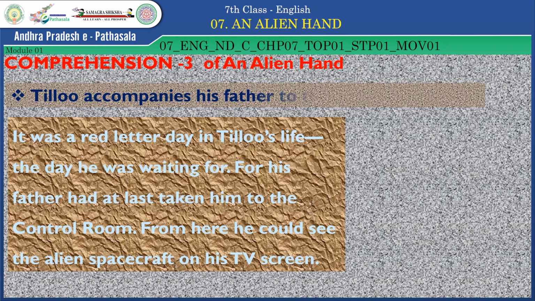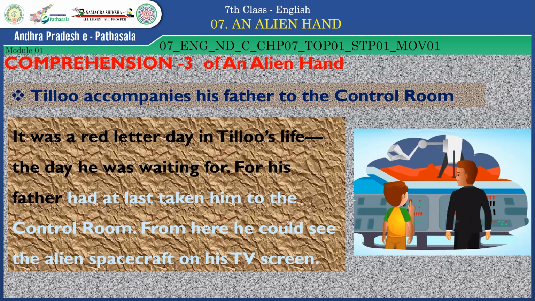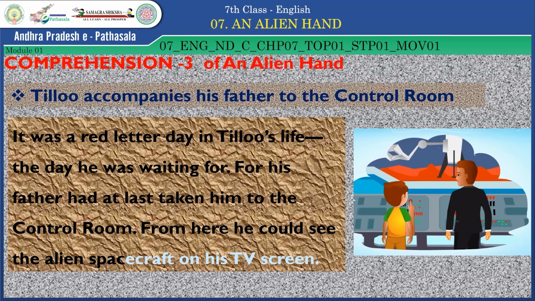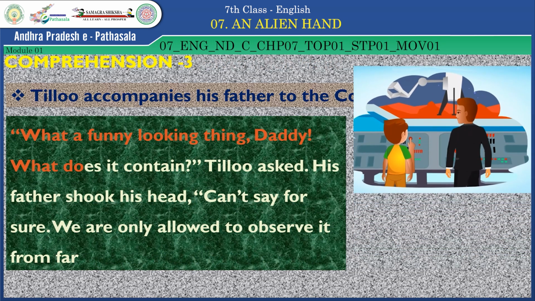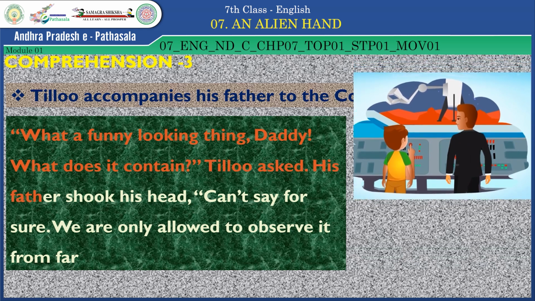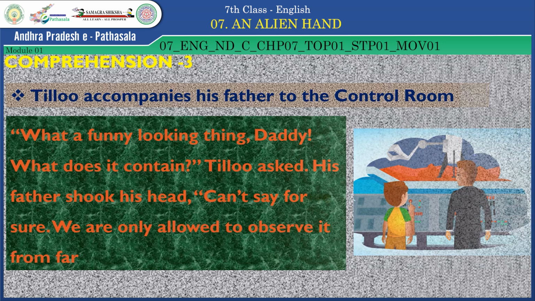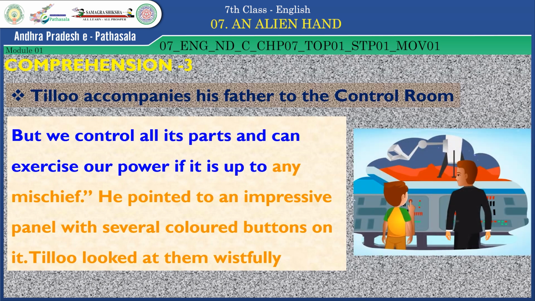Chilo accompanies his father to the control room. It was a red letter day in Chilo's life, the day he was waiting for. His father had at last taken him to the control room. From here, he could see the alien spacecraft on his TV screen. "What a funny looking thing, Daddy. What does it contain?" Chilo asked. His father shook his head. "Can't say for sure. We are only allowed to observe it from far. But we control all its parts and can exercise our power if it is up to any mischief."